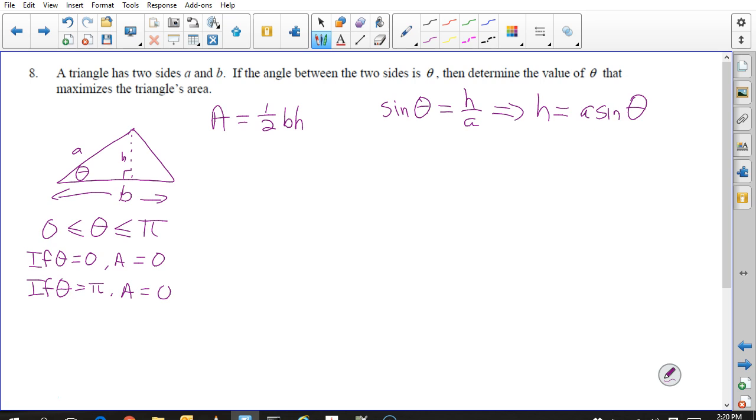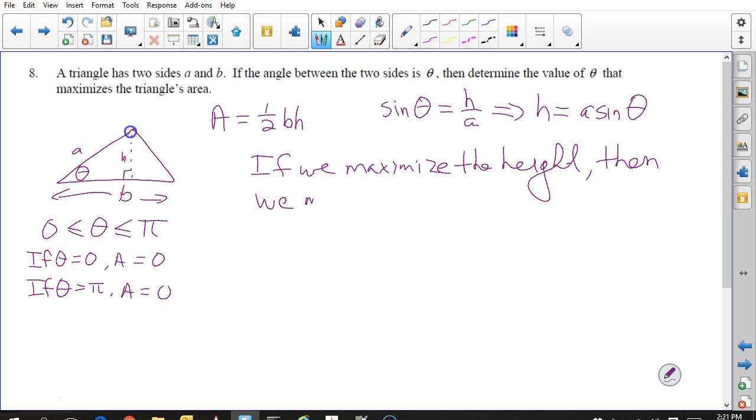If we can get the highest height, considering the base is a constant, the highest height will give us the maximum area, right? So all we have to do is maximize the height. Make sense? We maximize the height because the base is constant. If we maximize the height, then we will get a maximum area.